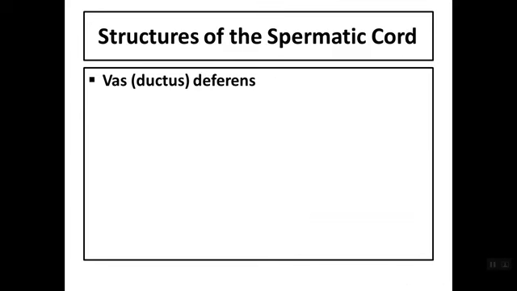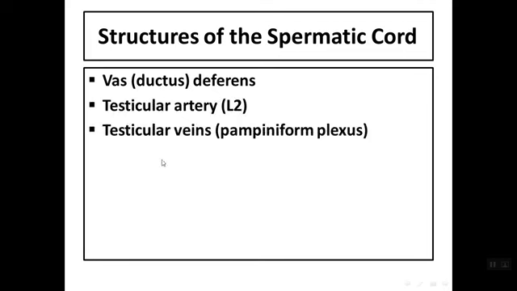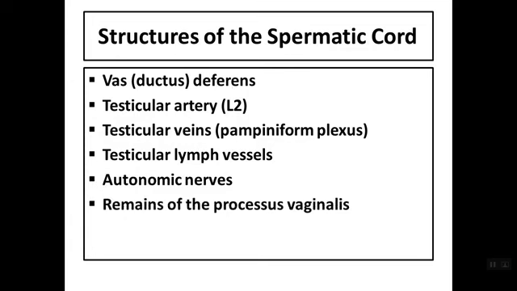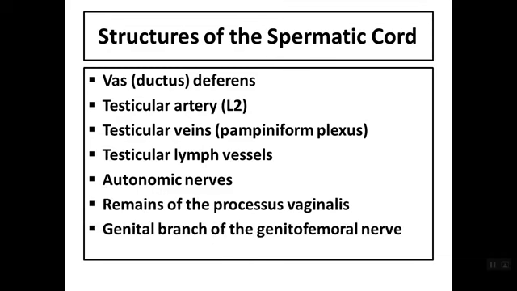What are the structures of the spermatic cord? What are the structures that pass through the spermatic cord? First of all, the vas or ductus deferens, the testicular artery that arises from the abdominal aorta at the level of L2, the testicular veins, which form the Pampiniform plexus, and the testicular lymph vessels that drain lymph from the testis and epididymis up to the para-aortic lymph nodes. Also the autonomic nerves, the remains of the processus vaginalis, and the genital branch of the genitofemoral nerve that supplies the cremasteric muscle.